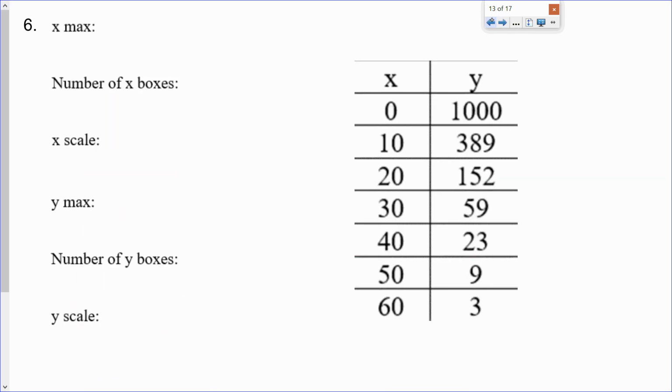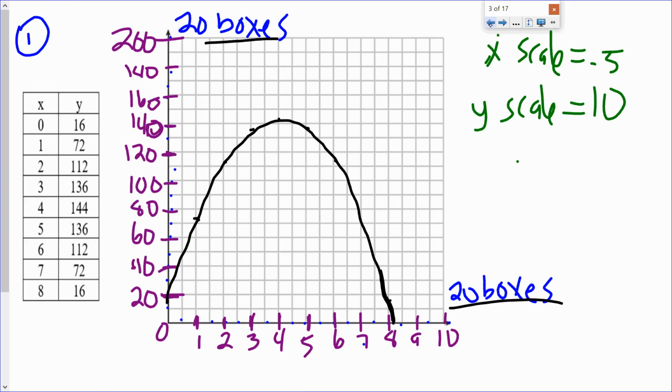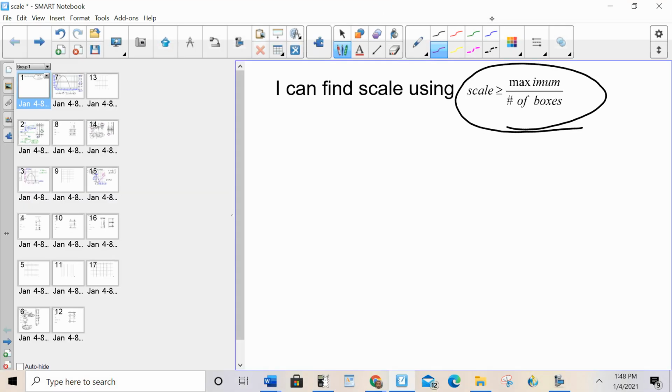So your classwork / homework is going to be to finish up scale. I can find scale using scale is greater than or equal to the maximum divided by the number of boxes.